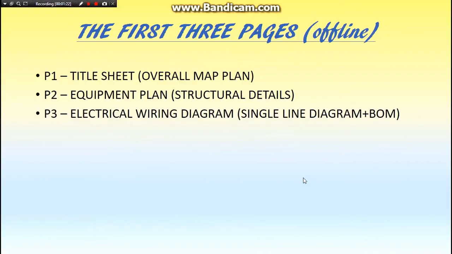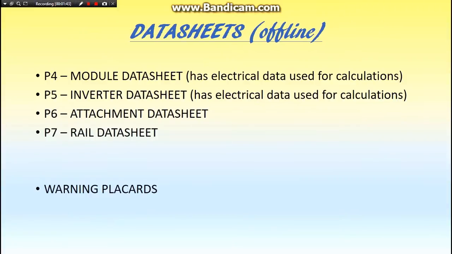Now today this lesson is going through each of the pages. Pages 1, 2, and 3 are the pages that you'll spend most of the time on: the title sheet, the equipment plan, all the structural details, the electrical wiring diagram. The rest of the sheets are just changing customer information and making sure that the JPEG is placed properly on the data sheets. And then finally the warning placards.